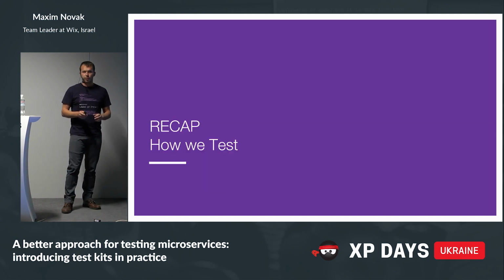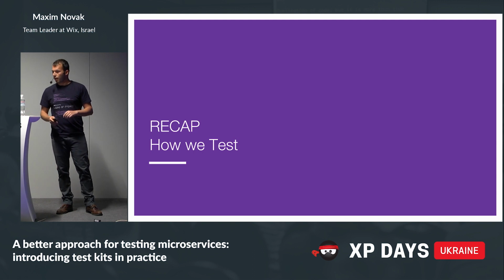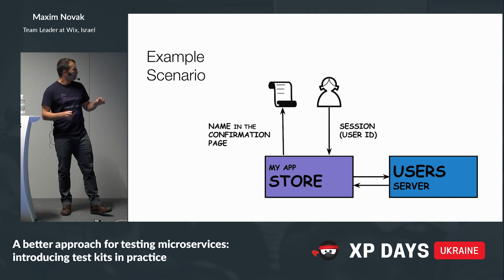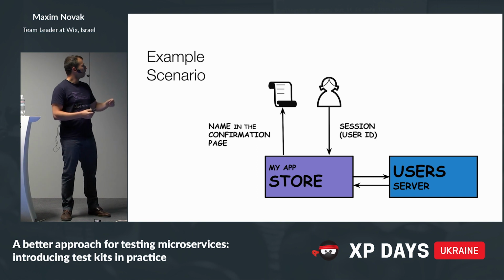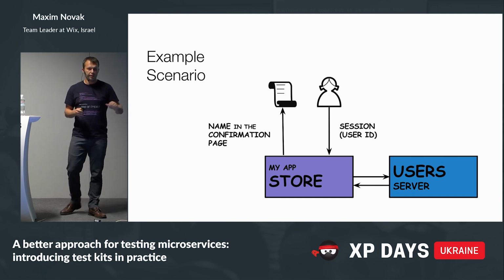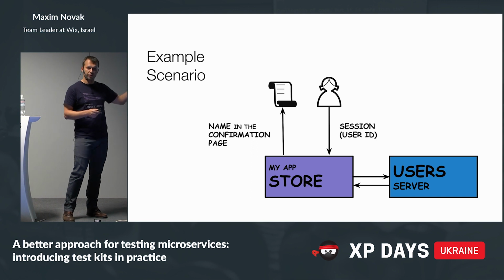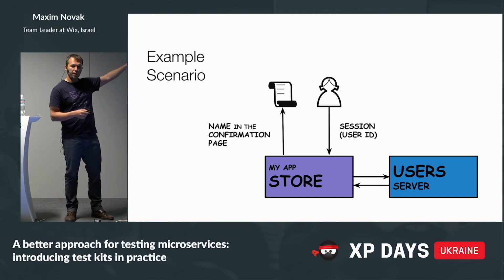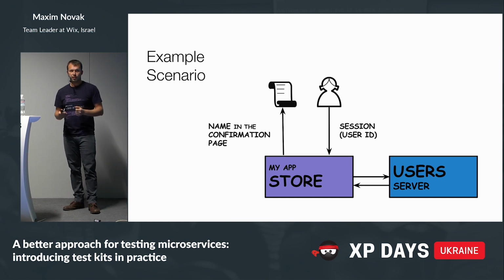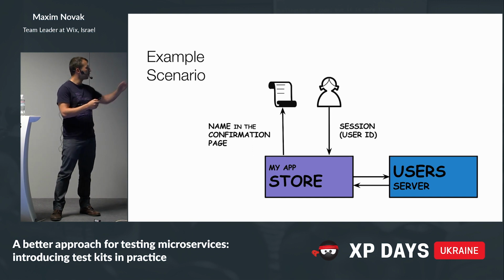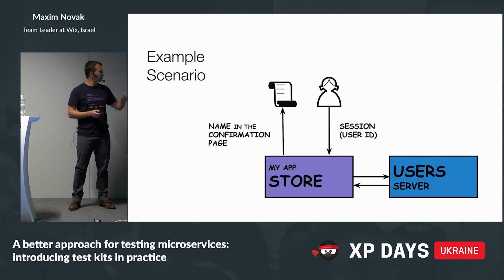Before we start, I want to do a short recap about what kind of tests we are talking about today, so everyone can follow easily. For that, we created an example scenario that will follow us through this talk. It's a product flow. Let's assume we are building a store. This is our application. A user comes to the store with a session. The session includes just the user ID. The user makes a purchase, and then the user gets a confirmation page, and his name should appear on the confirmation page. But the problem is that the data about the users sits in a separate user server. So we need to find a solution for how to test it together.